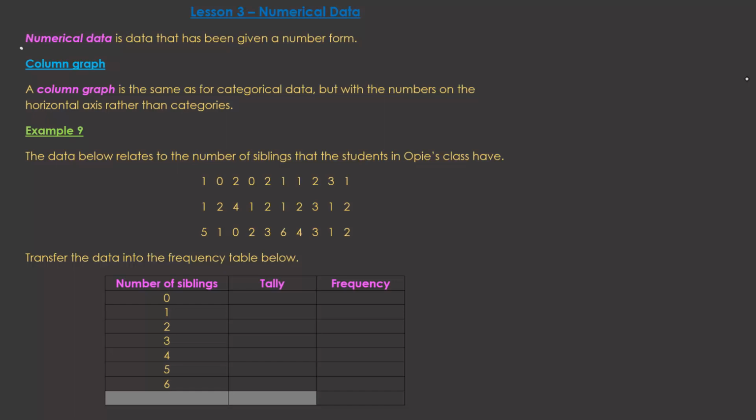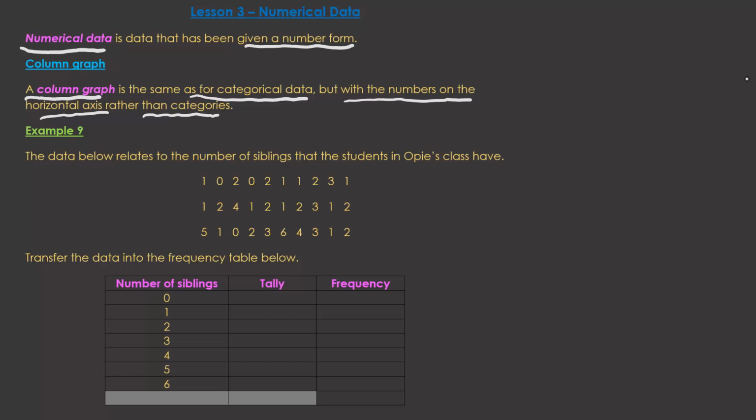Numerical data. Numerical data is data that's been given a number form. Or in other words, numerical data is numbers. It tends to be things you count or things that you measure. Column graph is the same as for categorical data, but with numbers on the horizontal axis rather than categories.